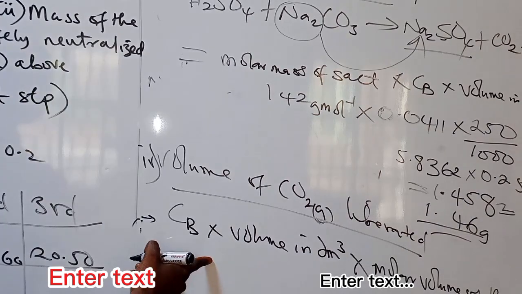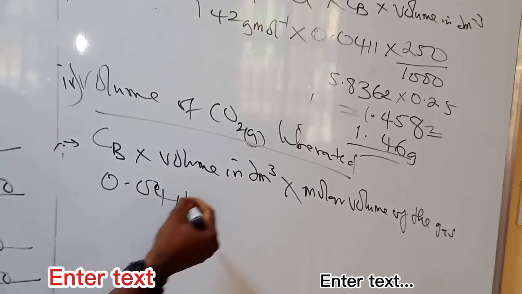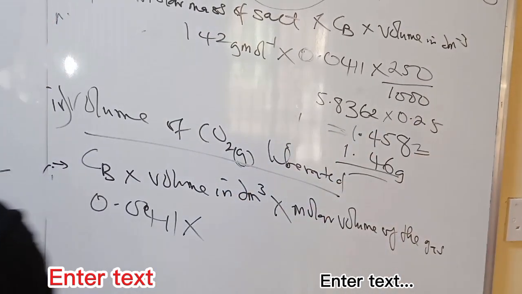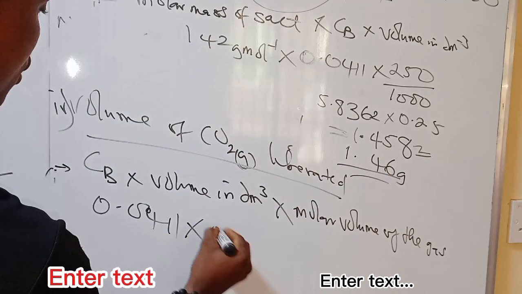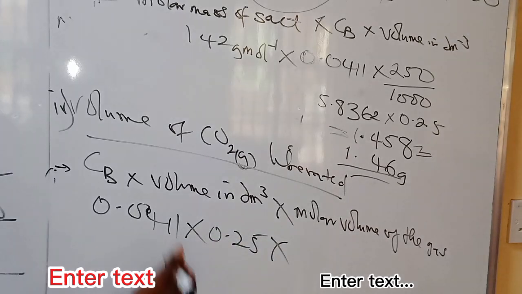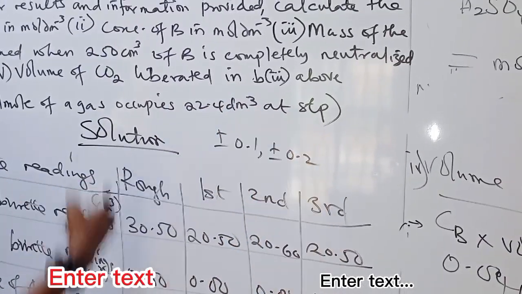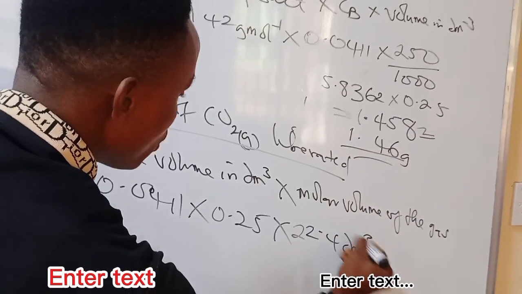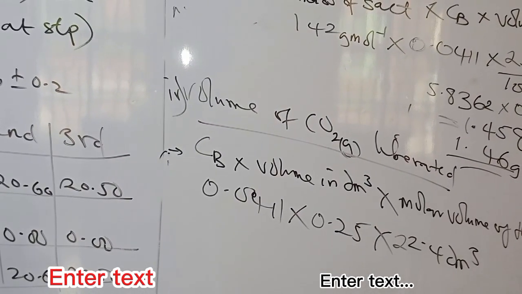So what's the concentration of the base? The concentration of the base is 0.0411 multiplied by what is our volume in dm3? The volume in dm3 is 0.25. Remember, they said volume of CO2 gas liberated in III above. So you have 0.25 multiplied by the molar volume of the gas. It is stated here that 1 mole of the gas occupies 22.4 dm3 at STP. So we put here 22.4 dm3, which is our molar volume of the gas. So we now go into our calculation.